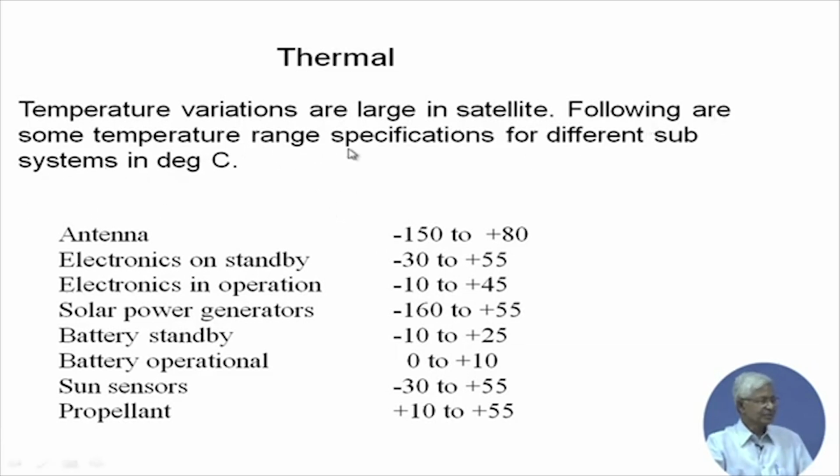Following are some temperature range specifications for different subsystems. Some typical numbers, you can see the range. Antenna faces the maximum because it is outside. Electronics on standby face larger variation compared to those in operation, because when it is in operation it generates its own heat. Then the solar power generator also faces large variation. Battery in standby and battery in operation, similar to the electronics, have variations. Sun sensors and propellants, these are typical numbers, and all are in degrees centigrade.